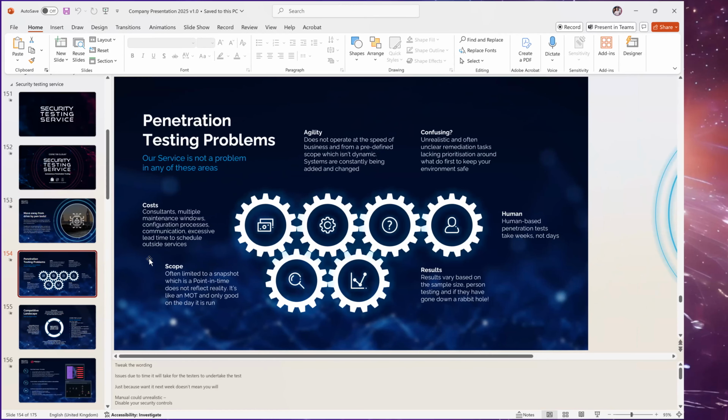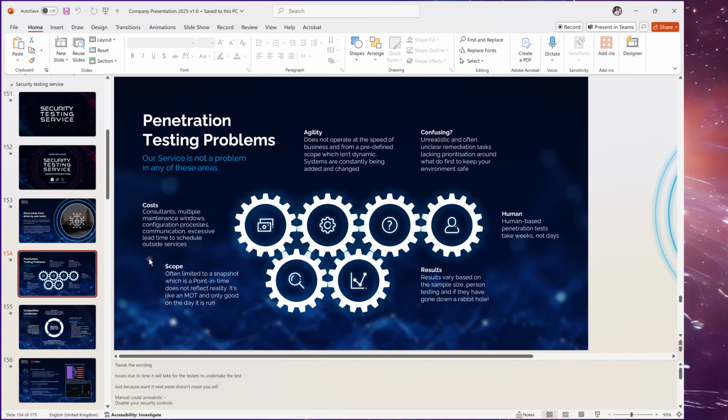So these are some of the issues that we see with regards to the costs of having an annual pen test. The scope of a pen test is sometimes limited where they're actually testing. Again, it could be confusing. They're unrealistic, or they're given a load of issues that may not be something that they need to focus on. They may not be known exploitable vulnerabilities.